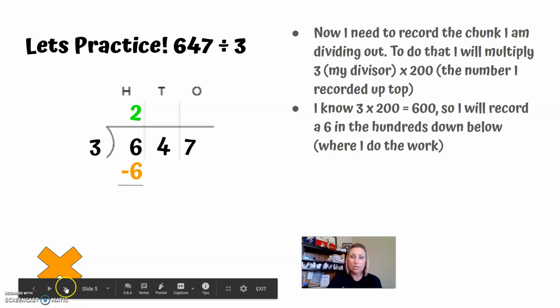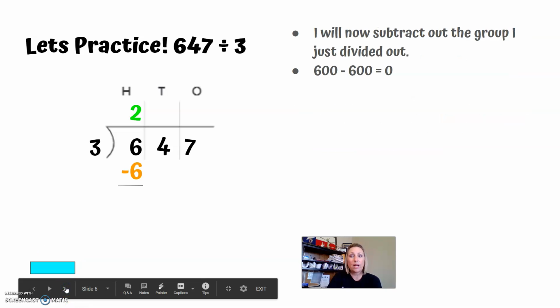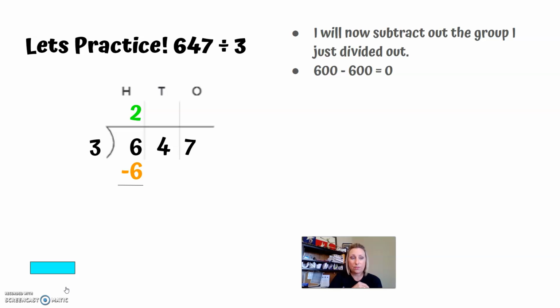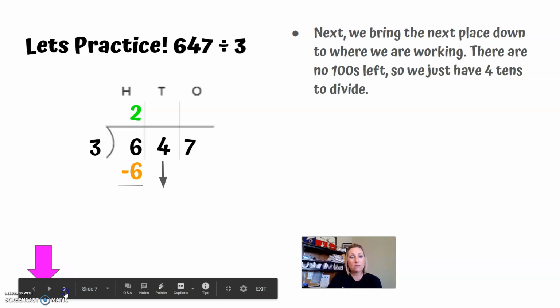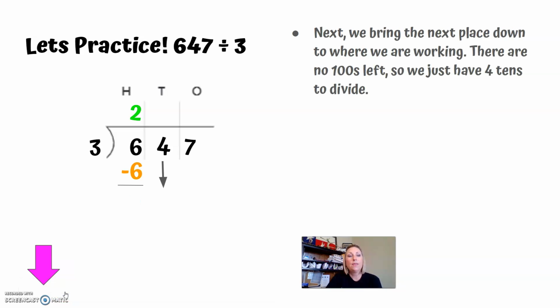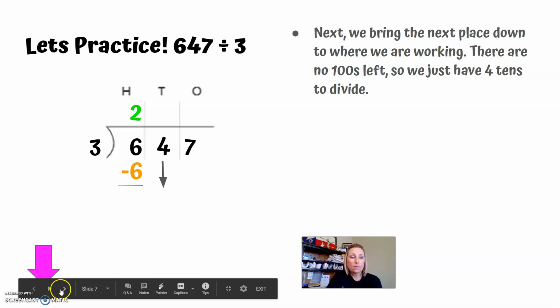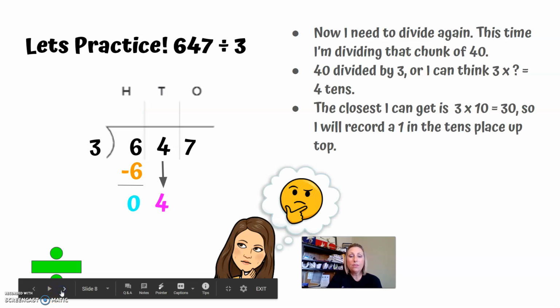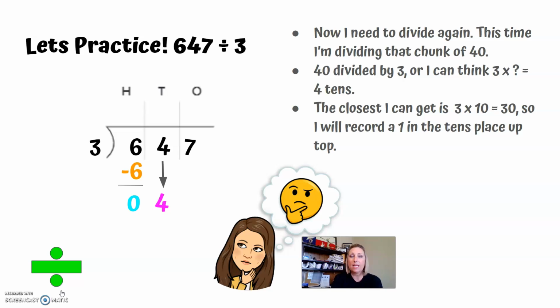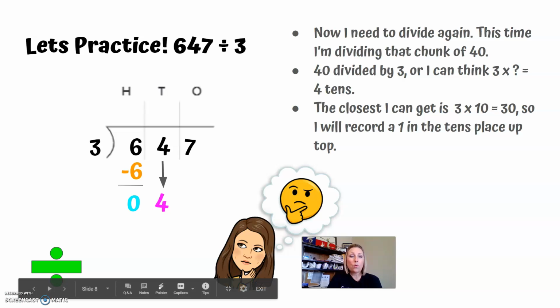So 600 minus 600, I've got to subtract out the group I just divided out. So remember, divide, multiply, subtract. So subtract 6 minus 6, and that gives me 0. Now I'm going to bring down the next place. So now I have 4 tens to divide up by 3. So now I'm going to divide again, and I think, 3 times what equals 4 tens? The closest I can get to 3 times 10 is 30. So I'll record a 1 in the tens place.